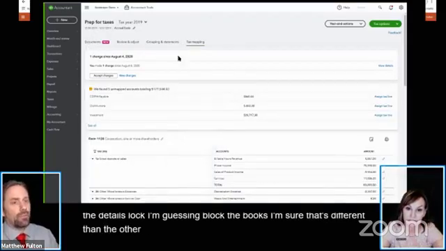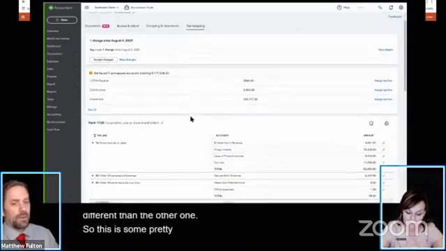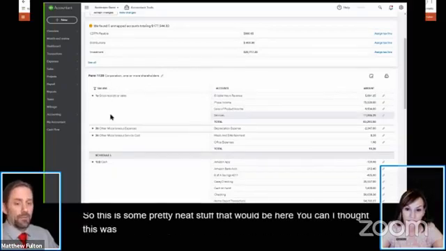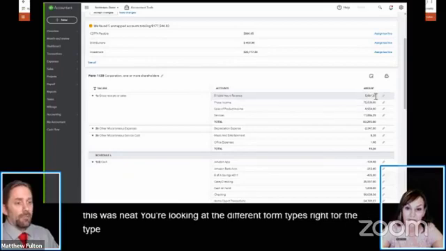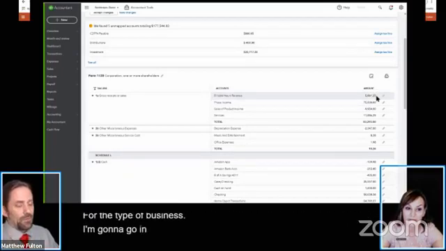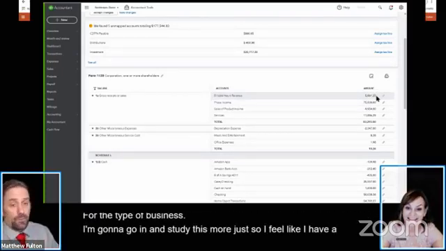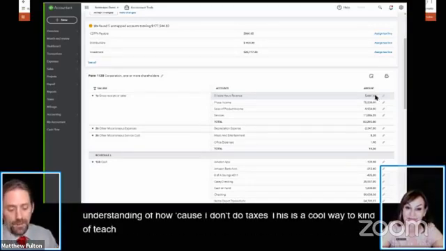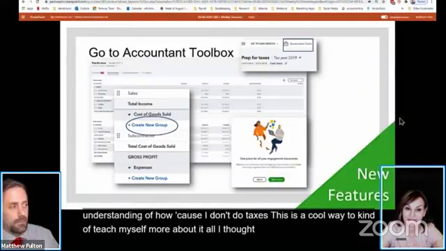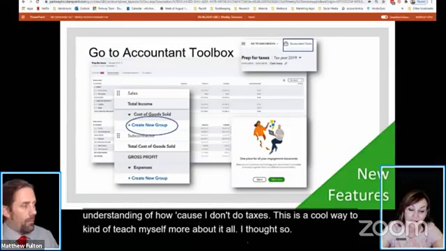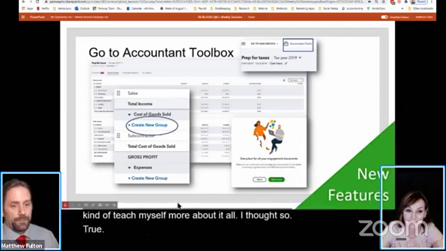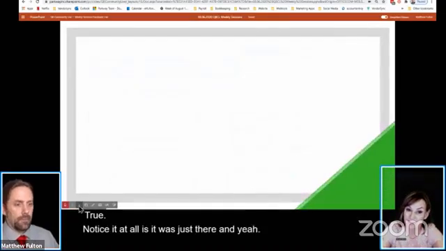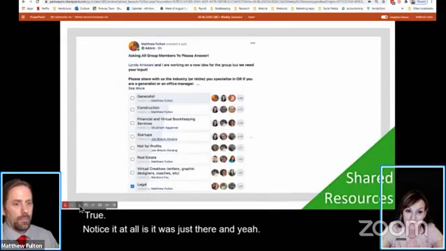So this is some pretty neat stuff. I thought this was neat. You're looking at the different form types for the type of business. I'm going to go in and study this more so I have a better understanding, because I don't do taxes. This is a cool way to teach myself more about it all. I don't know how many people have noticed it at all, because it was just there, and maybe people didn't go to it thinking, well, I don't want to go to prep just for taxes, it's not applicable to me.